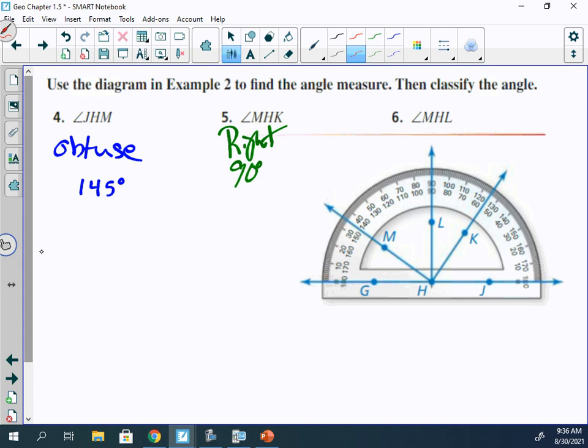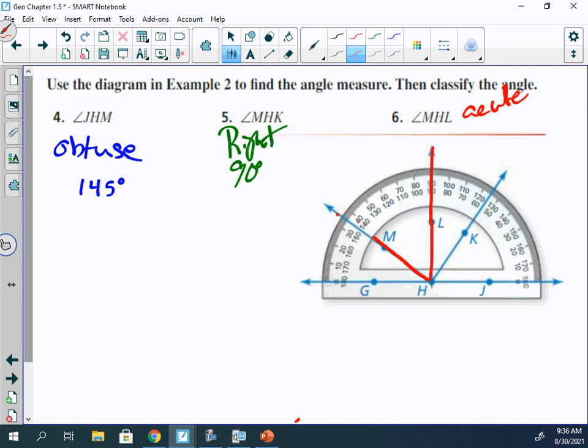MHL. Well, that is definitely acute. Less than 90. Now we just need to find out what its measure is.